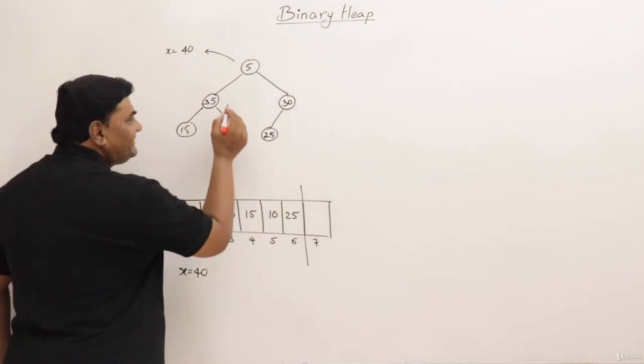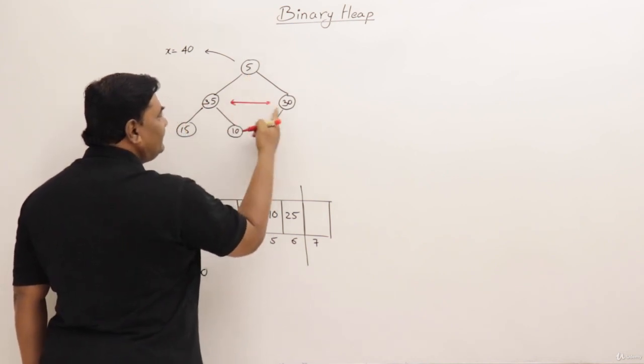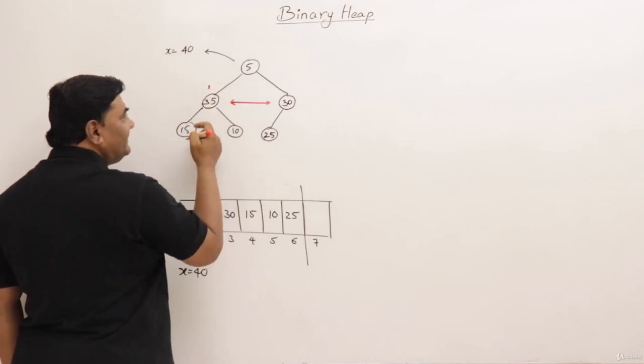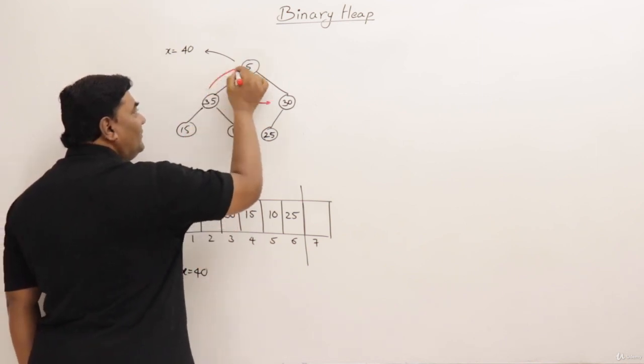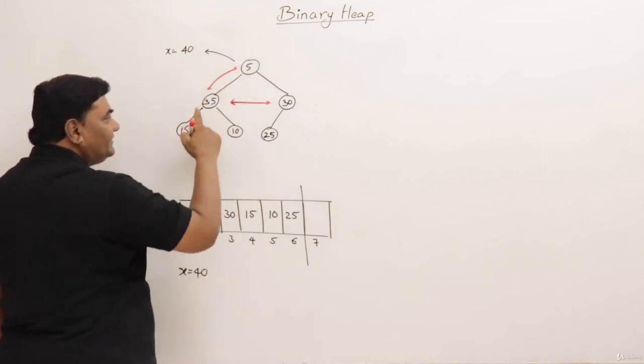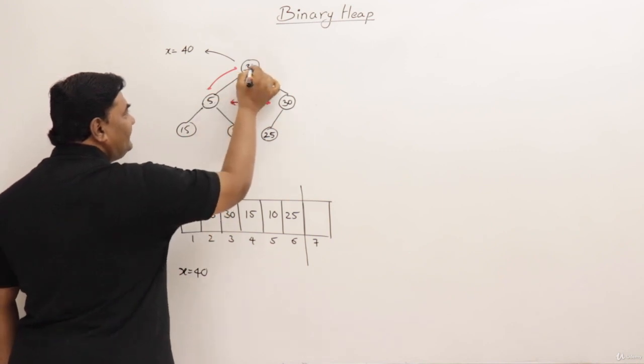For this, the procedure is to compare the children of the new root. Compare who is greater. This one is greater. Then compare this one with the new root. The root is smaller than this one, so interchange. 5 comes here, 35 goes there.